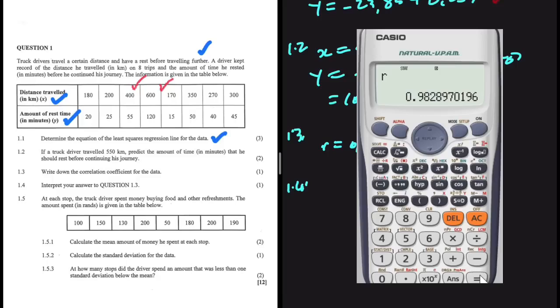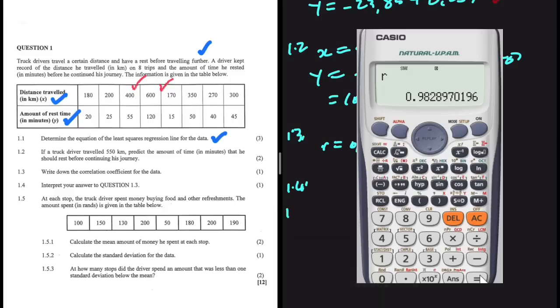If it was 0.2, 0.1, then there will be a very weak correlation between the X and the Y. But in our case, we have a very strong correlation. So the phrasing of that answer will be different, right? But basically, there's a strong correlation between the distance traveled and the amount of rest time in minutes.